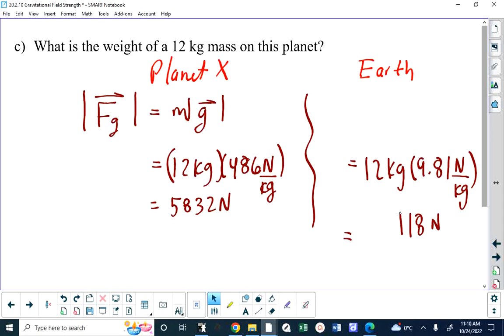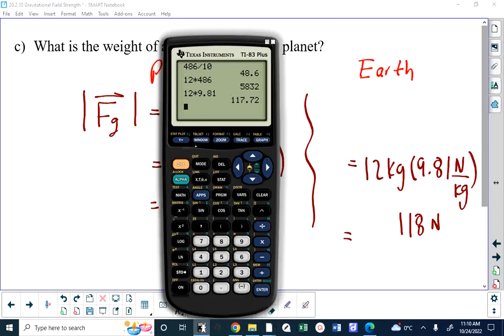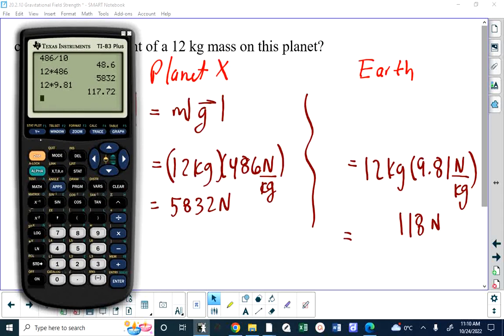So how many times more is 5832? Well, it's going to be that same number we got before. 5832 divided by that. It'll be a little bit different, but about 49.5, 50 times as heavy. So imagine trying to carry 50 of those. You just couldn't do it.